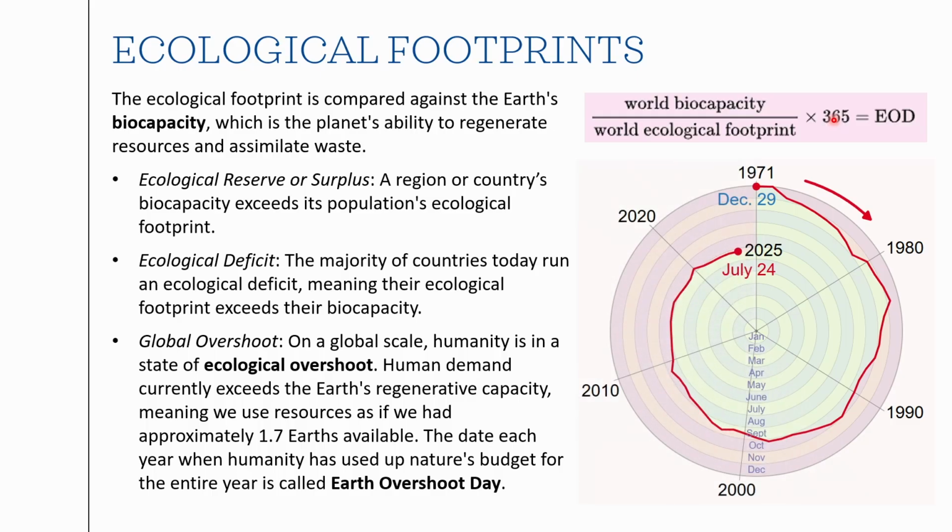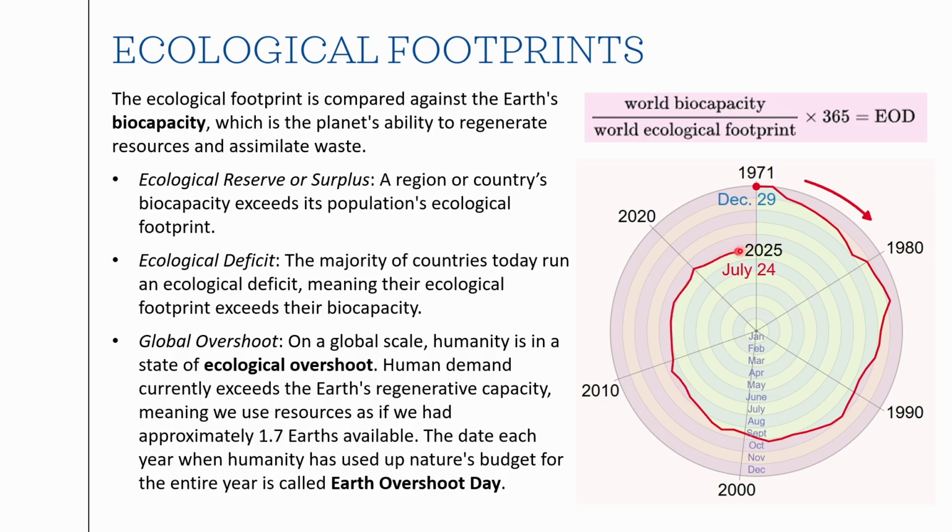And so this graphic here will show you that, well, back in 1971, our Earth Overshoot Day was December 29th. So that was pretty good. We were using things sustainably. But you will notice as we go through the decades, in the 1980s, we were using all our resources by November. Then in the 90s, it was October. In the year 2000, September. In 2010, August.